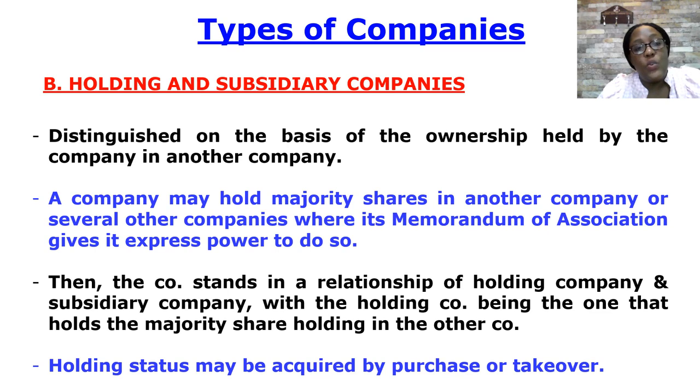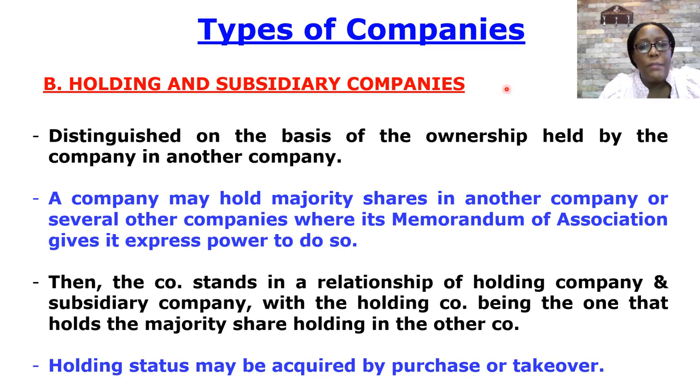Companies can also be distinguished by the amount of shares they hold in other companies. If I run my company called Esther Company Limited, I'm able to buy shares in another company, maybe Isabella Company Limited, and I own 99% of the shares in Isabella Company Limited. Isabella owns 1%. In law, I'll be the holding company, because I'm the majority shareholder, I'm the main owner of that company. So you find that there are holding companies and subsidiary companies. The Isabella Company would be the subsidiary and the Esther Company would be the holding company.